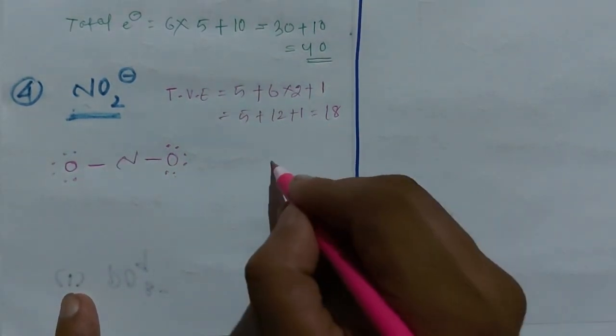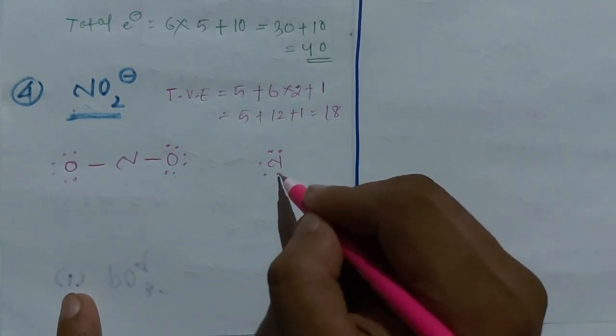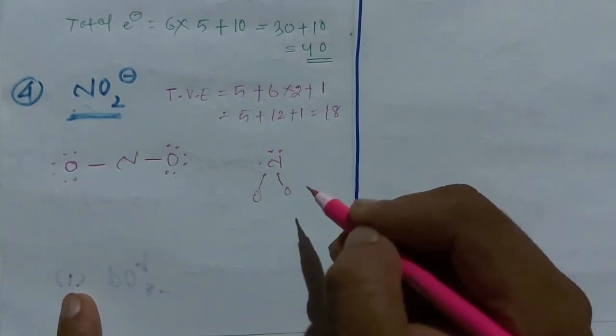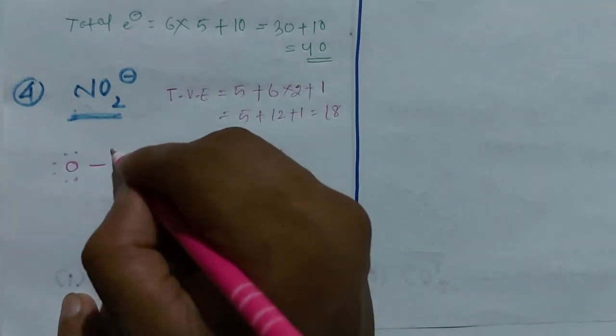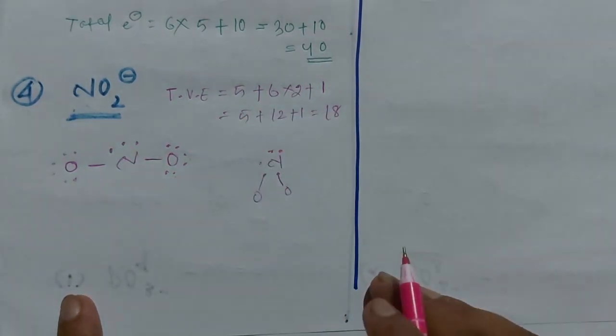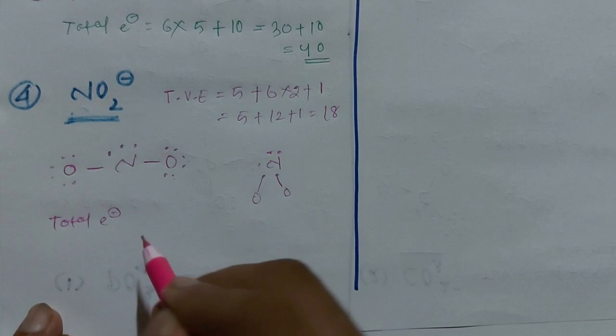Now how many valence electrons does nitrogen have? That is 5. So 2 are bonded with the oxygens. Now how many electrons are left? That is 3. So we will fill this nitrogen with 3 electrons. Okay. Now we will calculate the total electrons.